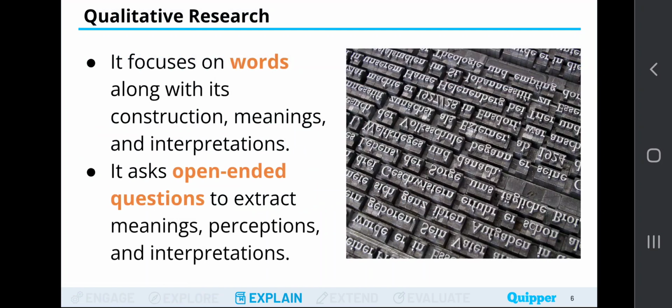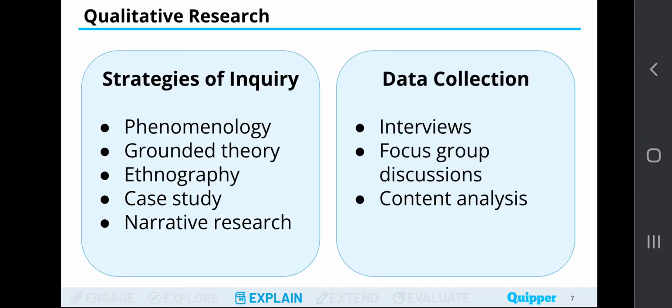Qualitative research focuses on words along with their construction, meanings, and interpretations. It asks open-ended questions to extract meanings, perceptions, and interpretations. So take note that the key term we need to remember is that qualitative research focuses largely on words and asks open-ended questions to extract the meaning, the perception, and the interpretation of whatever data, topic, or concept you are studying.